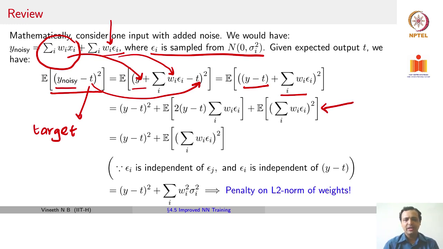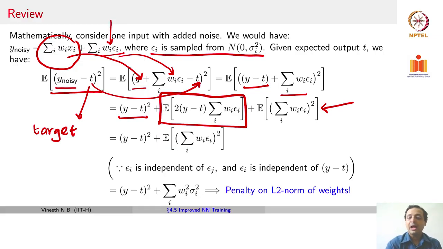Now we use the standard expansion of (a plus b) whole square, and you get the terms in the next equation. Keep in mind that the first term here does not have an expectation because there is no random variable there. There is no epsilon_i in that, so you can remove the expectation in that first term, and the expansion follows the linearity of the expectation. Now if you see the middle term here, all epsilon_i's are going to be mean 0 by the very definition of how epsilon_i is sampled, which means the expectation of this sum over i of w_i epsilon_i will go to 0. So you are left only with the first term and the third term.